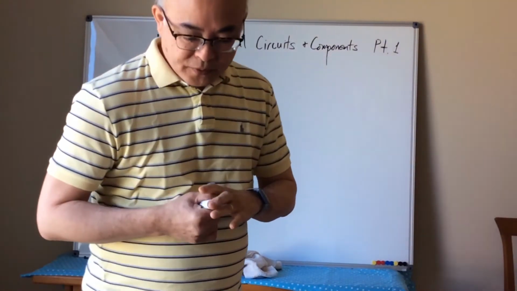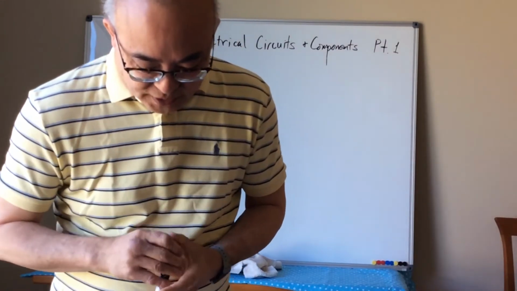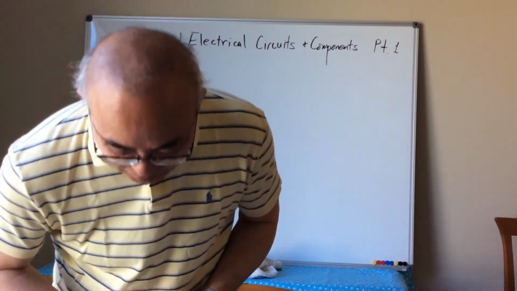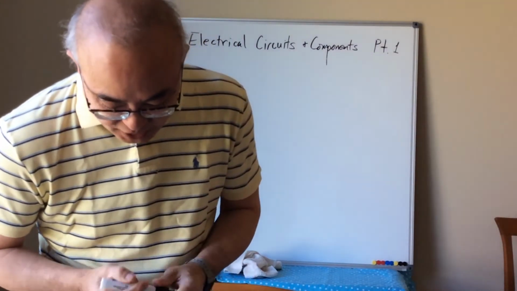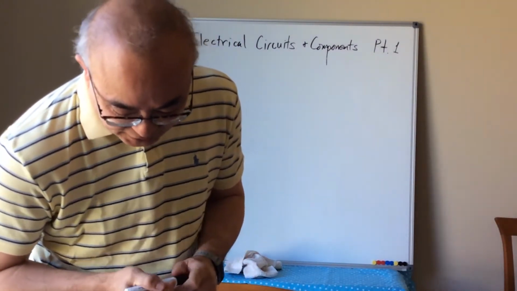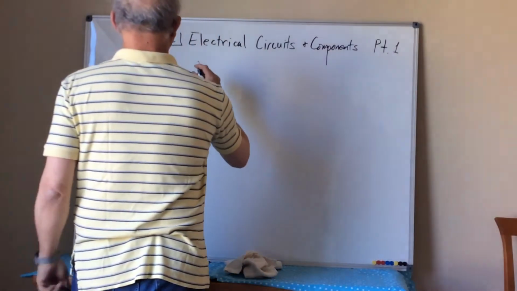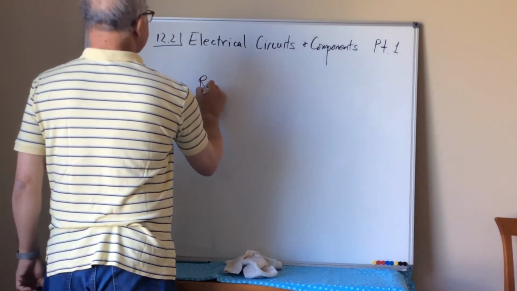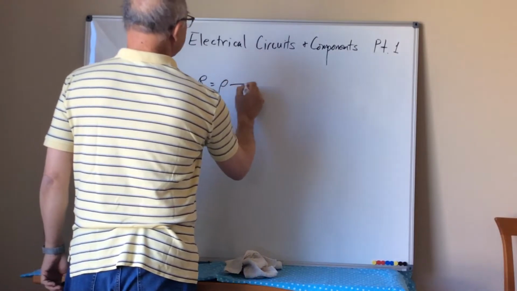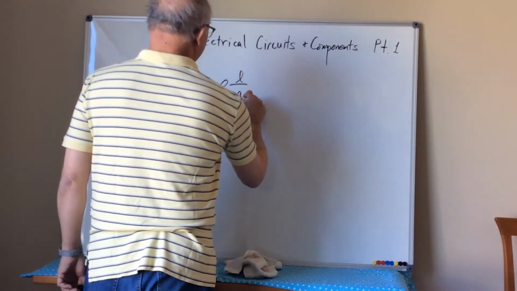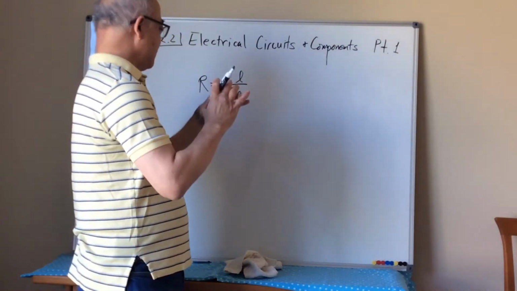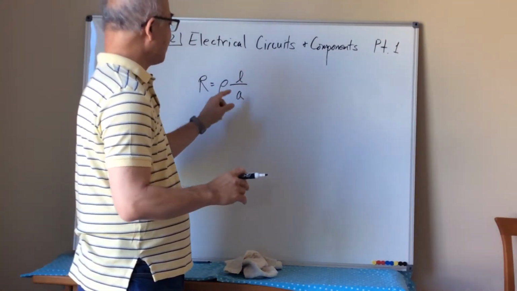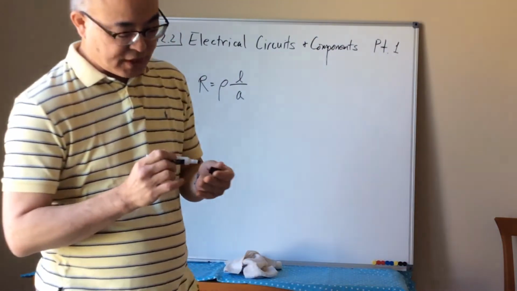Today we're going to talk about 12.2, electrical circuits and components, on page 407. The first thing that we're going to talk about is resistivity. If you have a resistance, the resistance is equal to the resistivity times the length divided by the cross section.